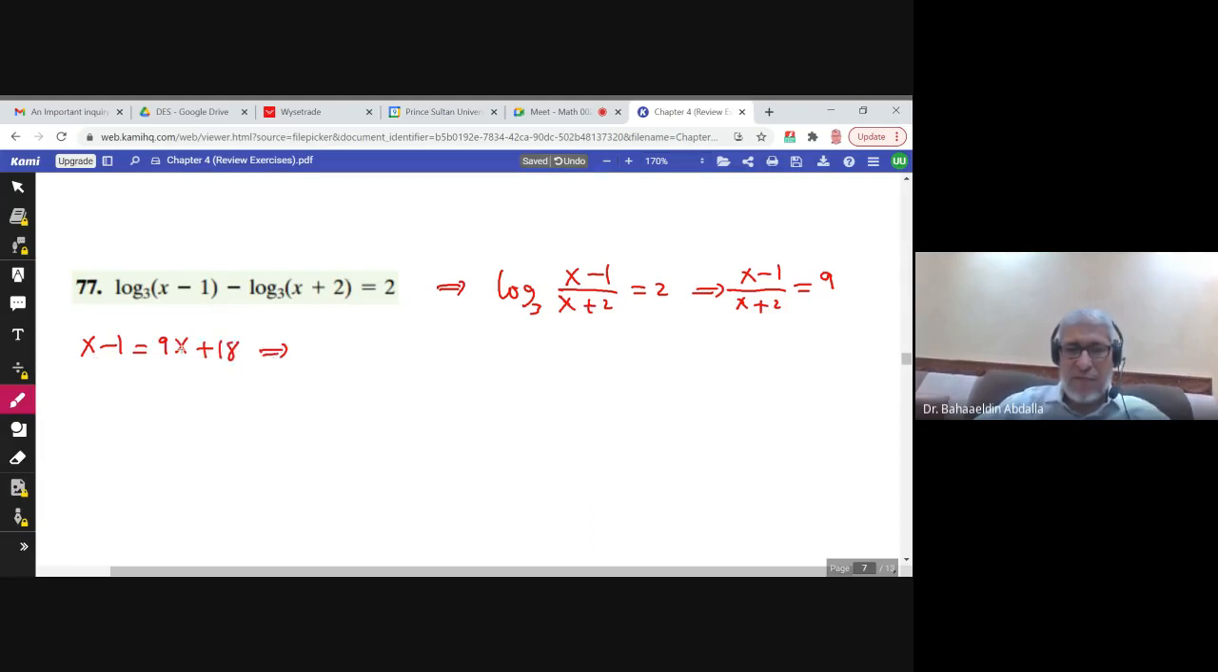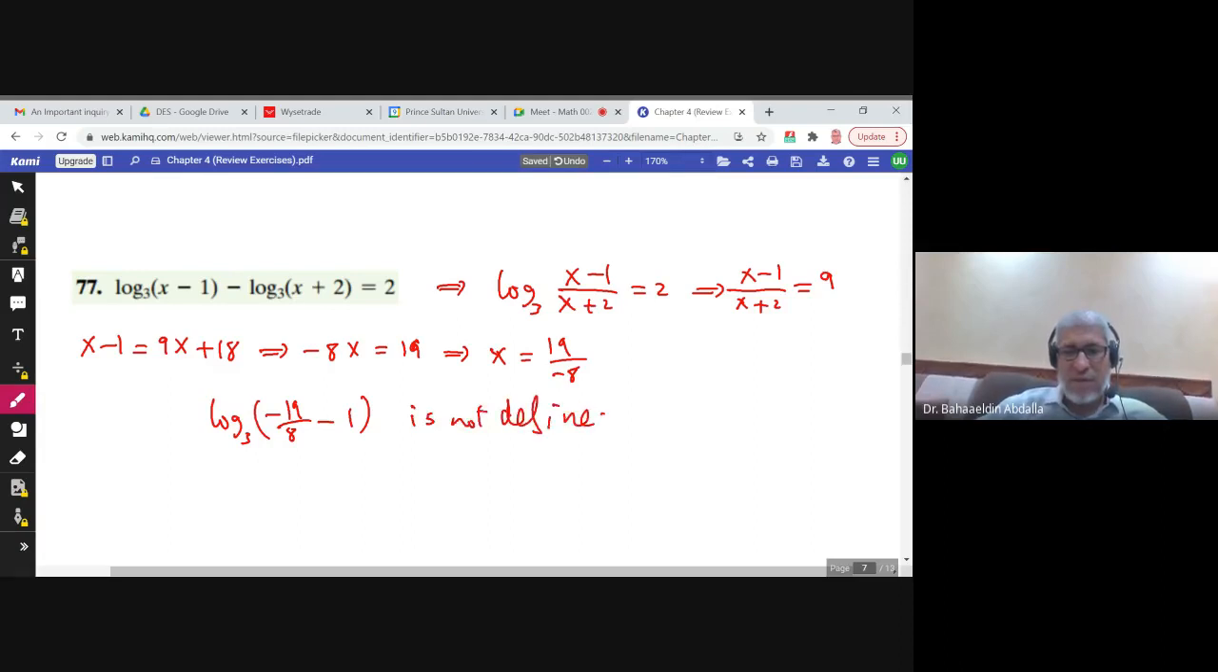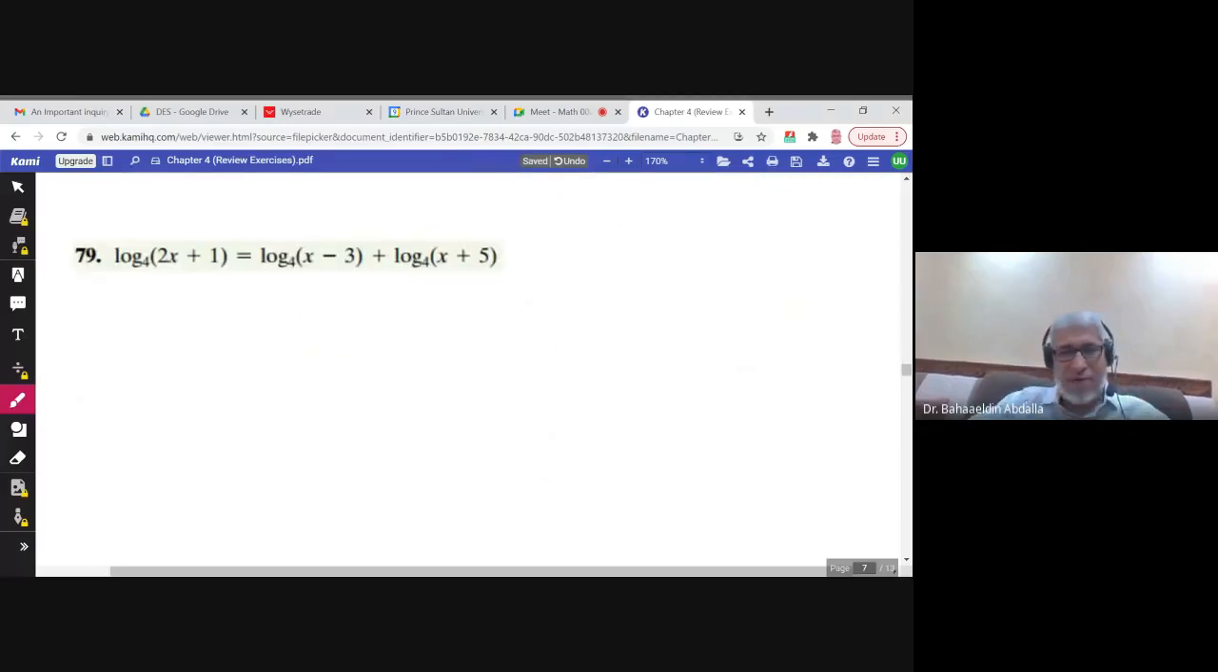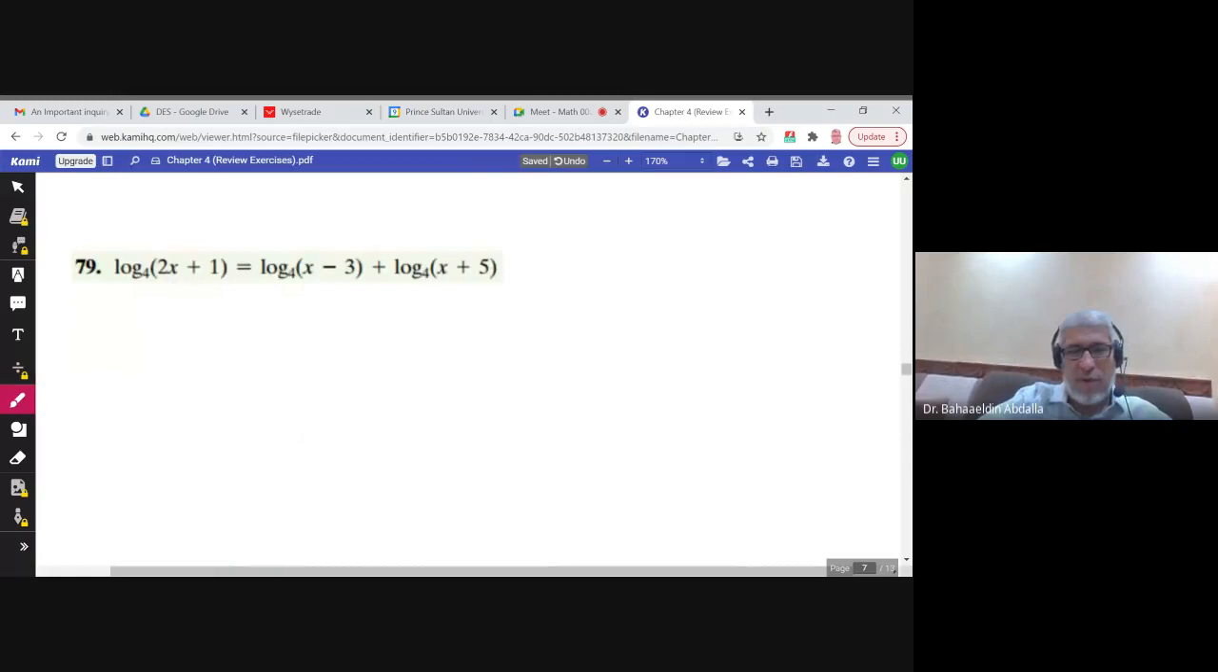And now if you take 9x to the other side, x minus 9x is negative 8x, and bring 1 here, 18 plus 1 is 19. So x would be 19 over negative 8, means x is negative. Now log of negative 19 over 8 minus 1, if you replace x by this number, this is not defined. So this answer is rejected. So the solution set of this equation is phi. It has no solution. The last question, I believe, yeah, the last question before the rules.